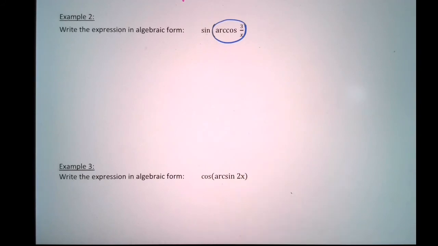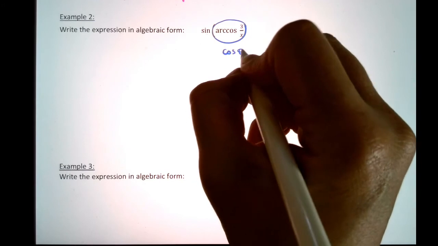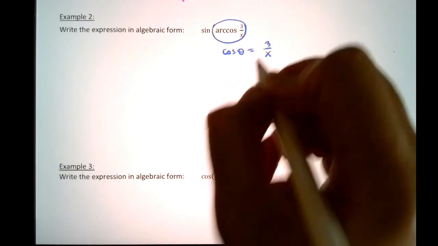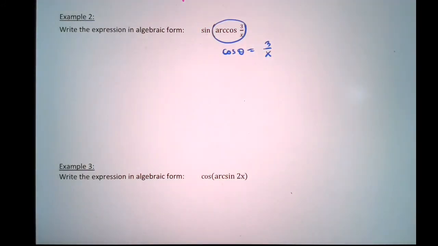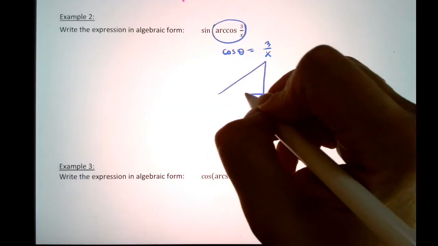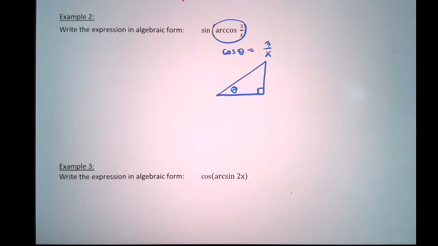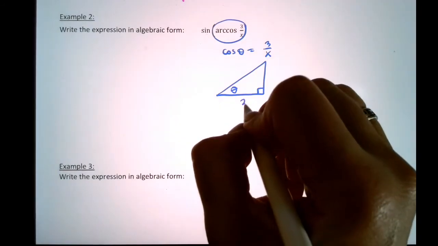So when we were evaluating the inverse trig, I always rewrote what it meant. What does arc cosine of 1 mean, right? What does arc cosine of 3 over x mean? Well, what it means is the cosine of some angle is 3 over x. That's what we said back when we were evaluating the inverse trig. I'm doing that here. The cosine of theta is 3 over x. Draw a triangle where that is true. Here's theta. Draw a triangle so that the adjacent side is 3 and the hypotenuse is x.